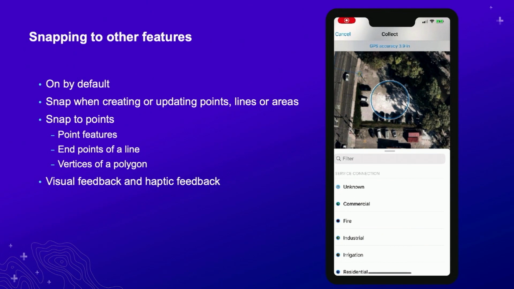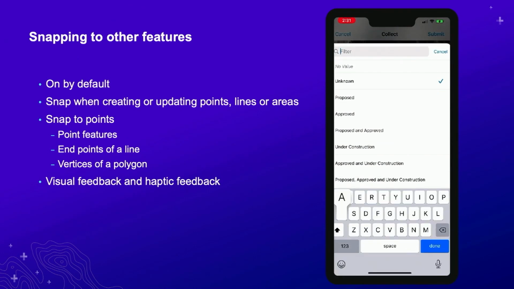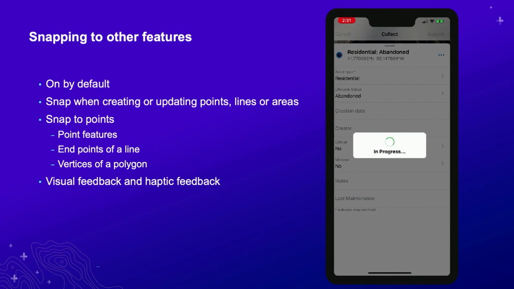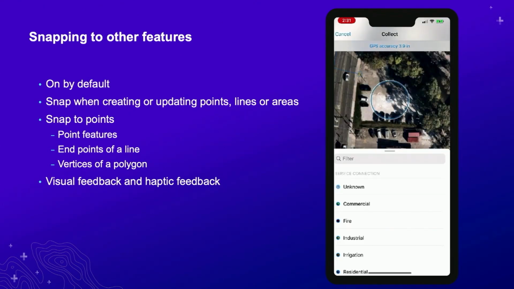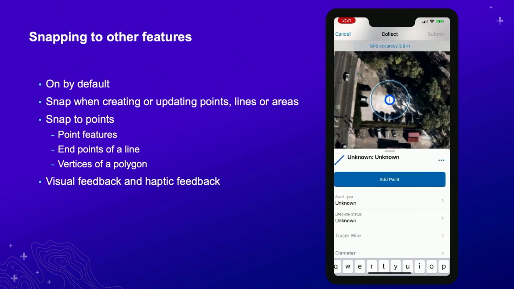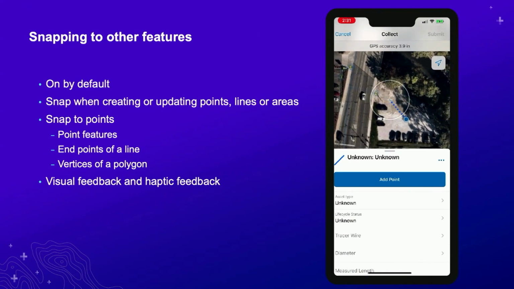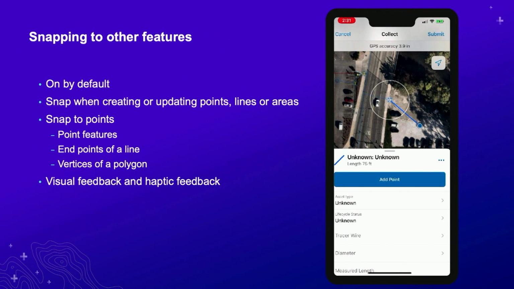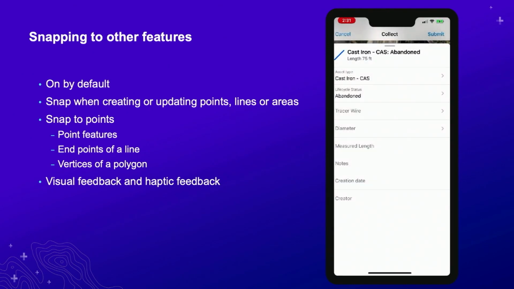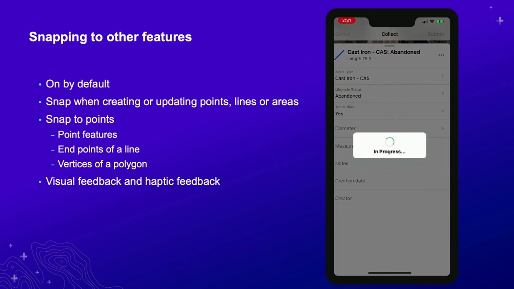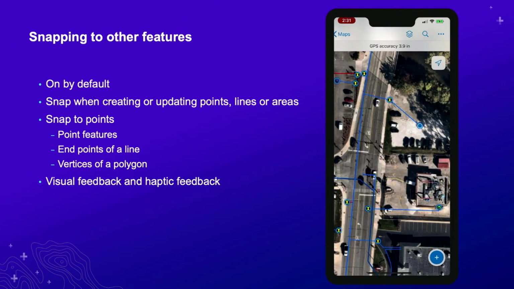Great, Doug. Thanks. So one of the other big features that we added to this last release of Collector is snapping. Snapping is turned on by default. You can snap when creating or updating points, lines, or areas. And what you're going to see here is that I started by creating a feature using GPS, and then I'm going to create a line actually using the map. And after I enter that first vertex, when I go to enter the second vertex, I can snap that to an existing service endpoint. And the snapping is really cool. It provides you both that visual feedback, but when you're holding the device, you get this haptic feedback, so you feel when the snap occurs. Again, you can snap to point features, you can snap to endpoints of lines, or even vertices on a polygon if you want.